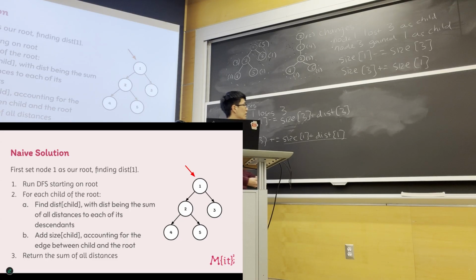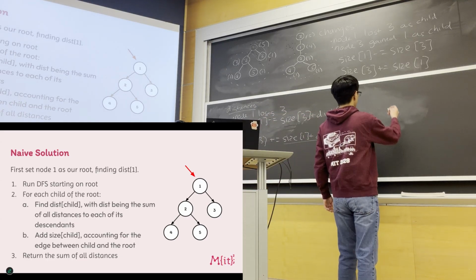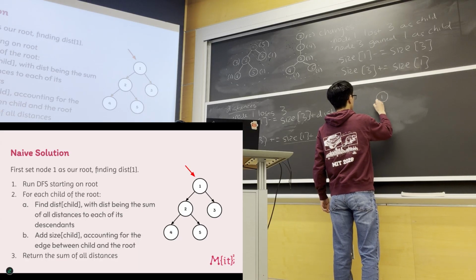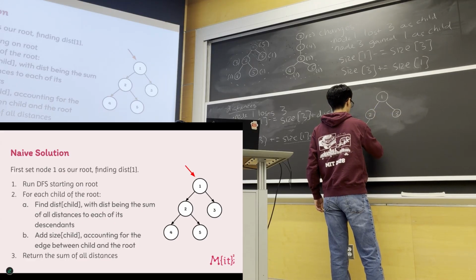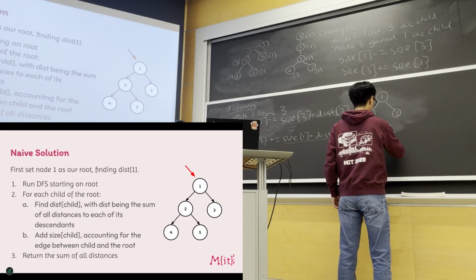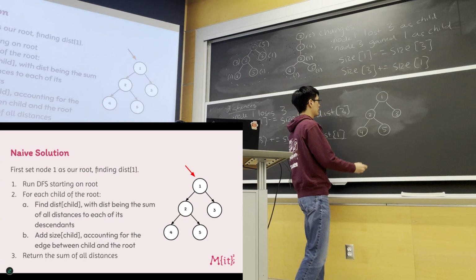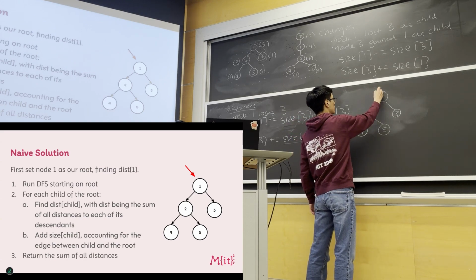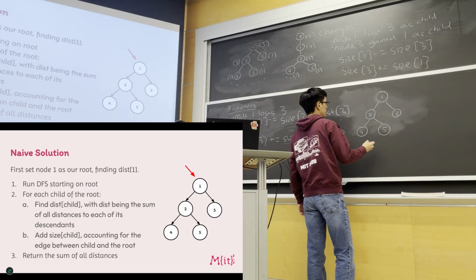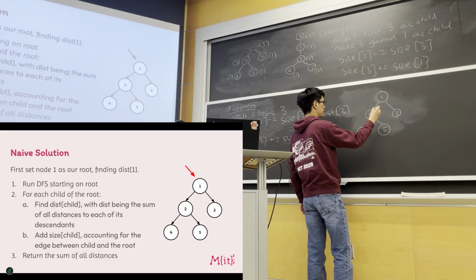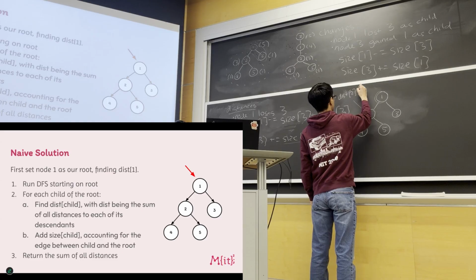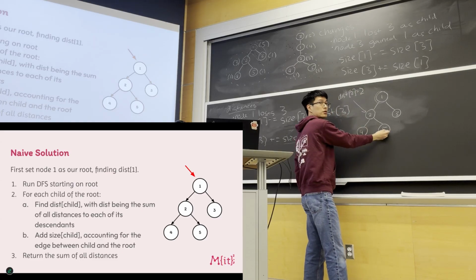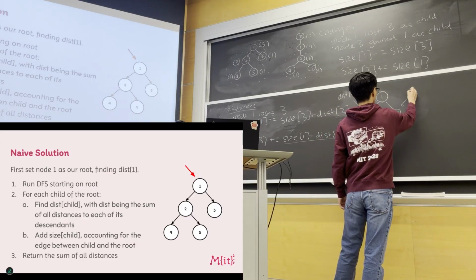Could you explain it? Yeah, so let's consider our original tree. Let's say we want to calculate the distance of 1. We know that the distance of 2 is 2, since the distance to its children is 2, and this one is 0.